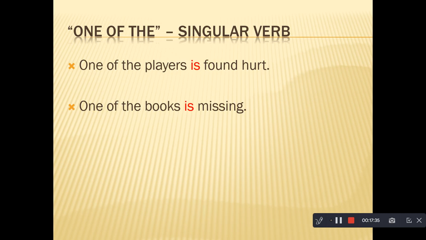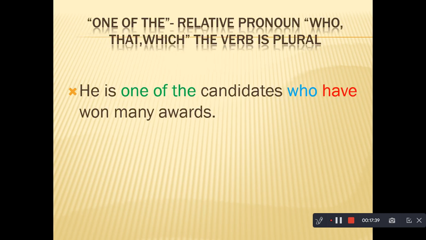And the next: a sentence beginning with "one of the" takes the singular verb. But "one of the" with a relative pronoun, who, that, which, takes the plural form of auxiliaries or verbs.